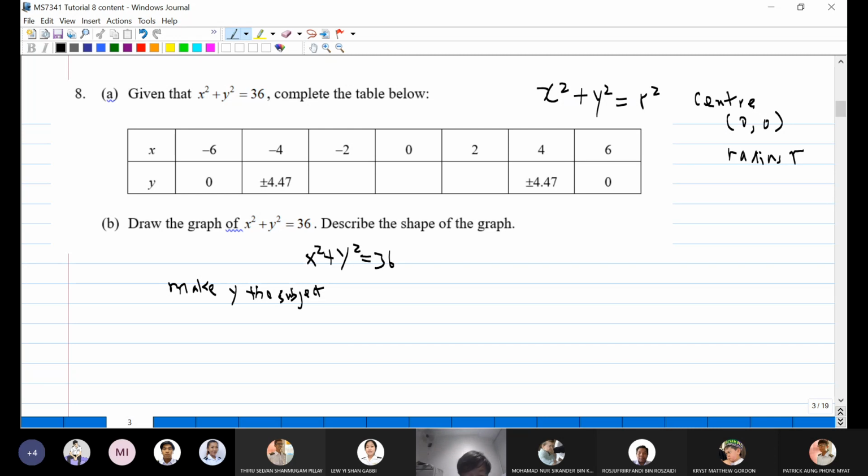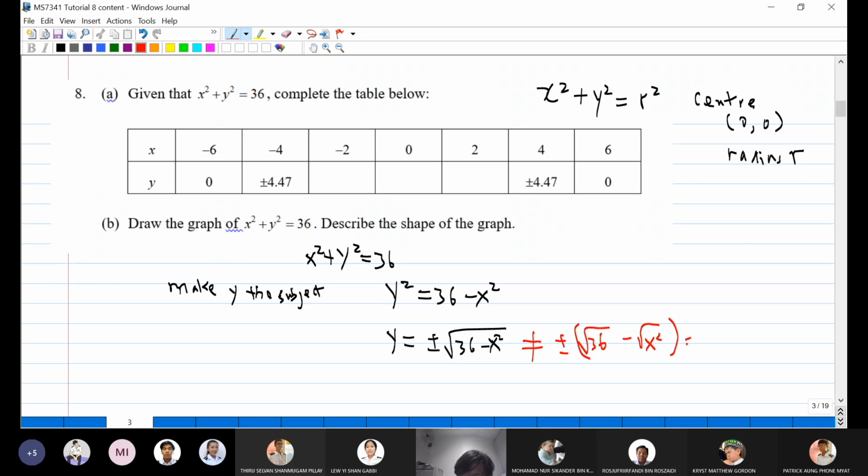So you have y squared equal to 36 minus x squared. Make y the subject, so y becomes what now? y becomes plus or minus square root of 36 minus x squared. So this is the final answer: y equal to plus or minus square root of 36 minus x squared. Be careful here. This is not equal to plus or minus square root of 36 minus square root of x squared.